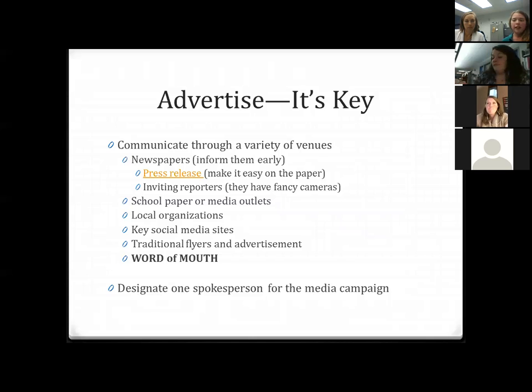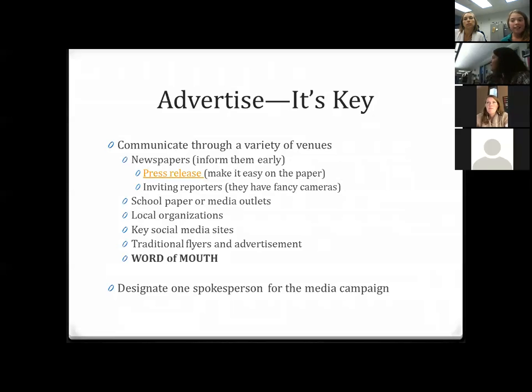They have the big fancy cameras and they can really get it out into the community and let them know what good work and what impact you're having. Don't be afraid to contact school papers and media outlets because they're looking for things to communicate about as well. So don't underestimate their capabilities. Reach out to local organizations because they have good connections with the community.